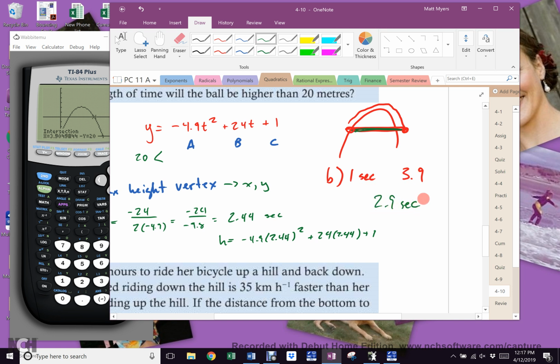2.9 seconds. Would it be negative? Actually, no. It wouldn't be negative. Can time ever be negative? No. There you go. I learned that from physics.